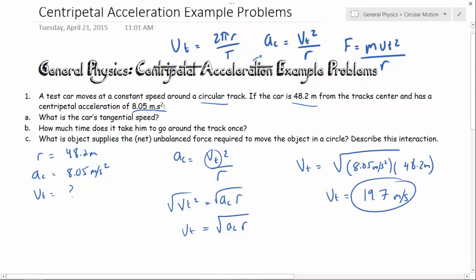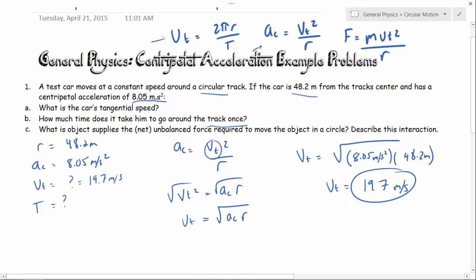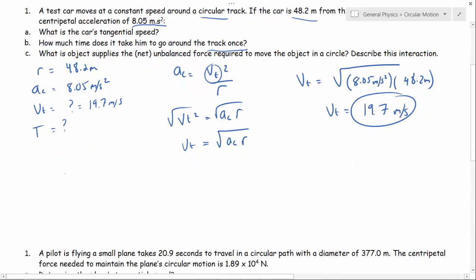The second part of the question says, how much time does it take him to go around the track once? Going around the track once is one revolution, and the time to go around once we call the period. So what we're really looking for in part 2 is the period of the car. Now that I know the tangential velocity was 19.7 meters per second, I'm going to go back and look at my first equation dealing with period.